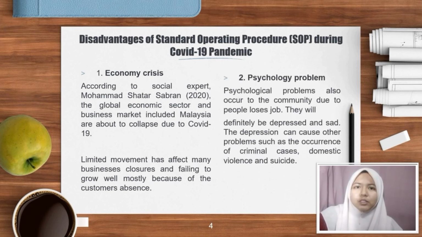Next is psychological problems. Psychological problems also occur in the community because people lost their jobs. They will definitely be depressed and sad. The depression can cause other problems such as criminal cases, domestic violence, and suicide.